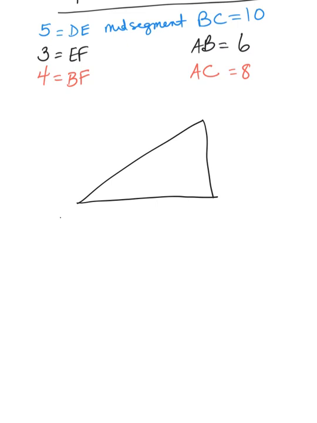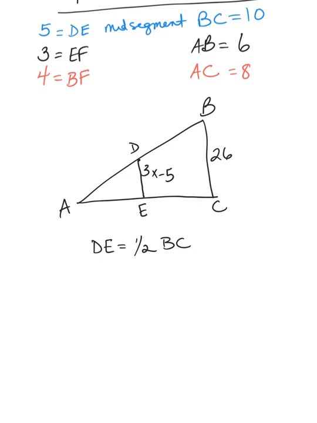My other example is triangle ABC, where BC has a length of 26, and we have our mid-segment DE represented by the expression 3x minus 5. I mentioned that the mid-segment is half the base. So I can write this as DE is equal to 1/2 of BC, or I can say that BC is equal to 2 times DE. Either approach doesn't matter. They'll both give you the same result.